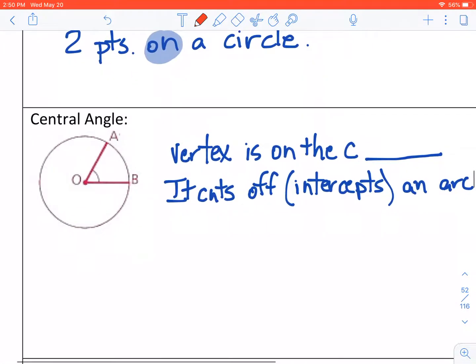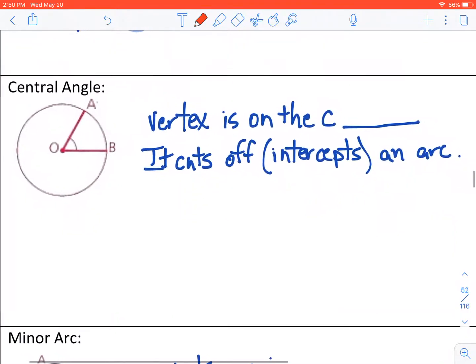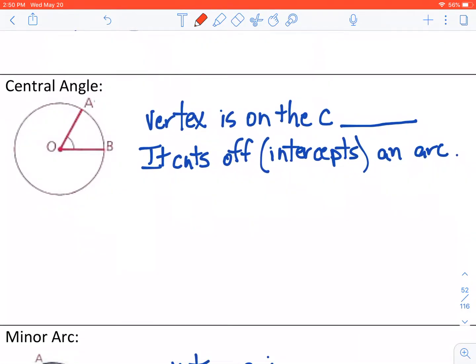All right. Central angle. The vertex of a central angle is not on the circle, careful, but on the center, right? So the vertex is there. It cuts off or intercepts an arc.